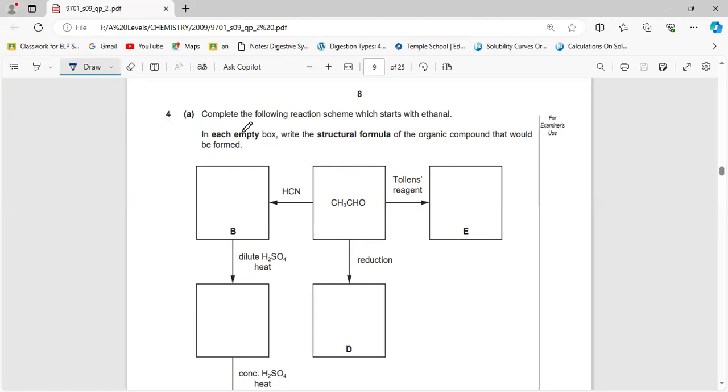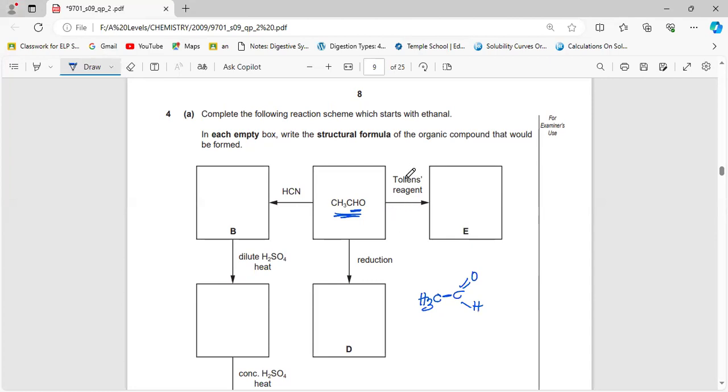Now, this question is saying complete the following reaction scheme which starts with ethanal. This is ethanal. This is the functional group CHO. So this is what we actually have there. Now, looking at the reaction, this one is reacting with Tollens' reagent.